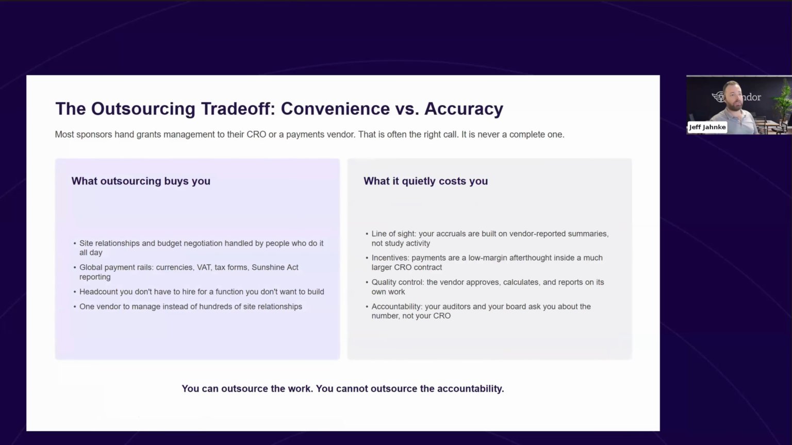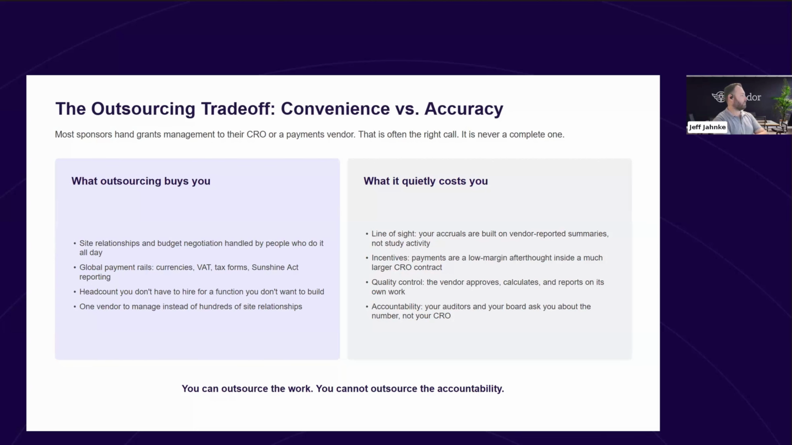So how do sponsors manage these grants? And they're so complex. The answer is oftentimes they outsource to a CRO or a payments vendor. And that's often the right call. Administratively, they're armed with the workforce to manage these site payments, to manage these costs. And they're doing it for dozens or hundreds of trials as an organization. And it's often the right call, but it's not a complete one.